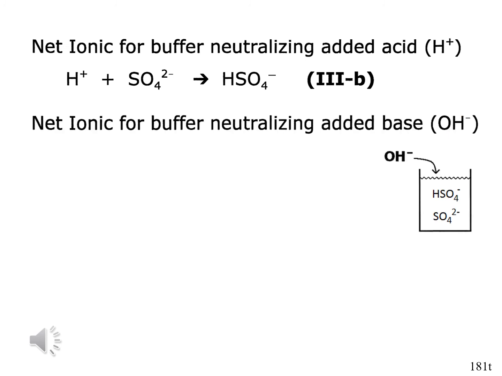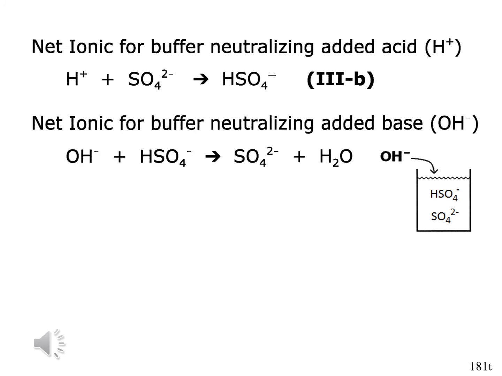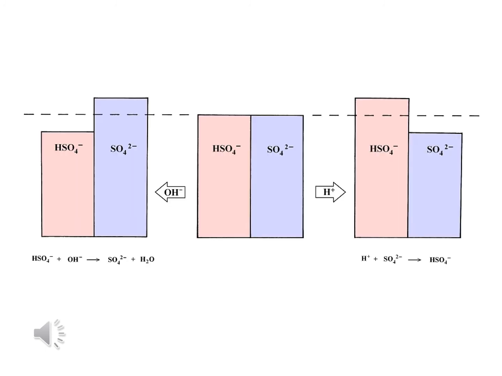If you add a base to the buffer, of course, it's going to react with the HSO4 because it's the only one with an H on it. So as usual, the OH turns into water, so it's neutralized, and it produces the base ion. You can make these columns that look exactly like the other two we did.